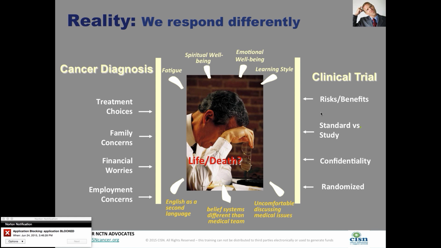All of us. With a cancer diagnosis, you've got to make treatment choices. It may include a clinical trial. There's family concerns, financial worries, employment concerns. This is different for every single patient coming in. People understand risk benefits differently. They understand study versus standard differently, confidentiality. What does that mean? Randomization, I have no idea what that is and why would I want to do that. Fatigue plays a role. All of this stuff is in play. And it's different for each person.